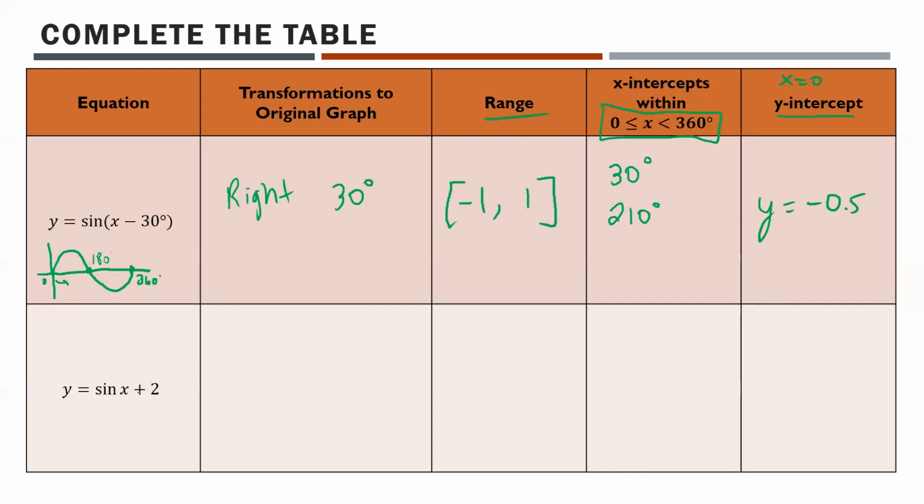Next up, this one, sine x plus 2. Notice how this plus 2 is on the outside of our original function. Because it's on the outside, that tells us we're moving it up 2. So since we're moving it up 2, this is going to affect our range.